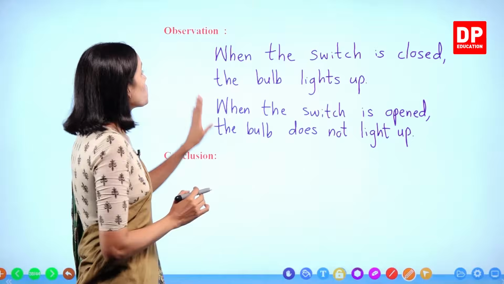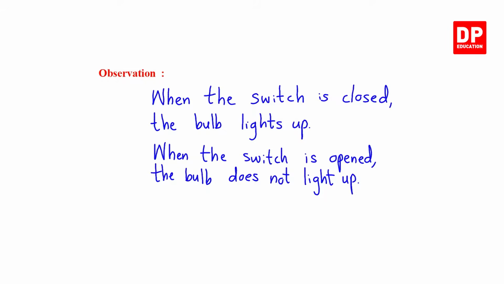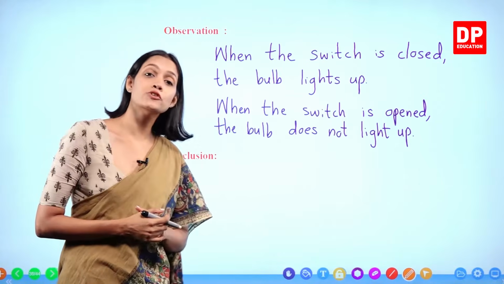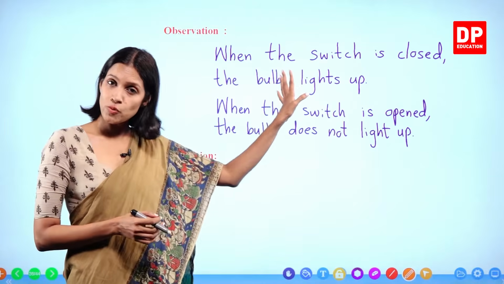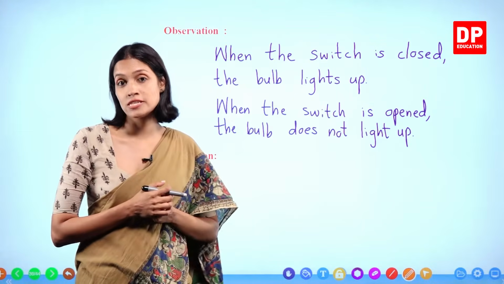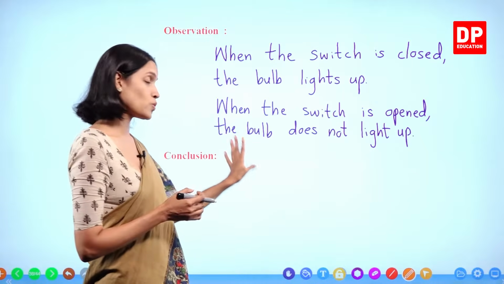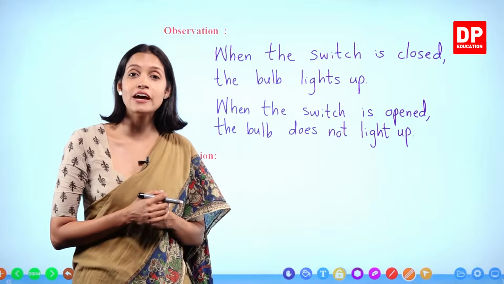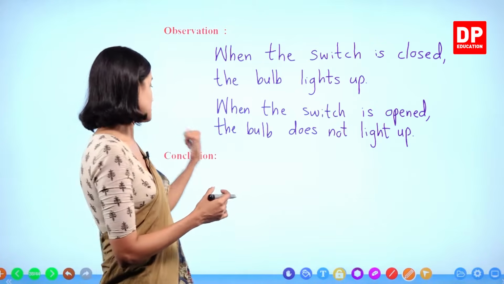Okay, children? When the switch is closed, the bulb lights up. When the switch is opened, the bulb does not light up. So what is the conclusion? When we close the switch, what happens? As I explained earlier, the circuit becomes a closed circuit. So when we close the switch, electricity flows through the circuit. Okay, children? Therefore, the bulb lights up. Let's write down.